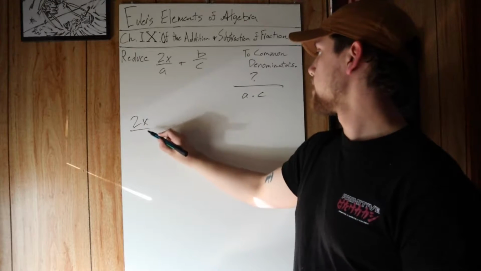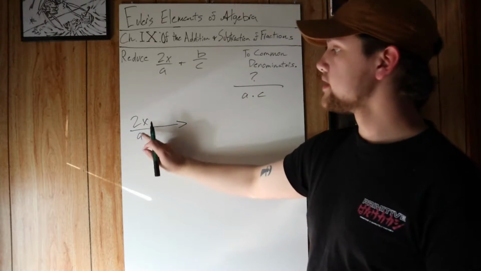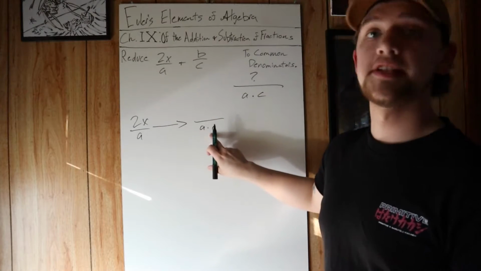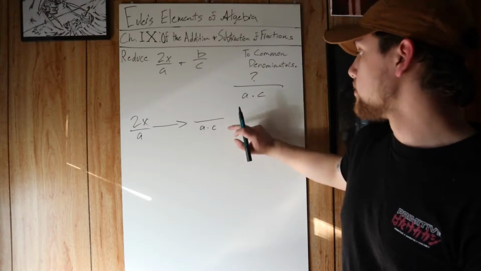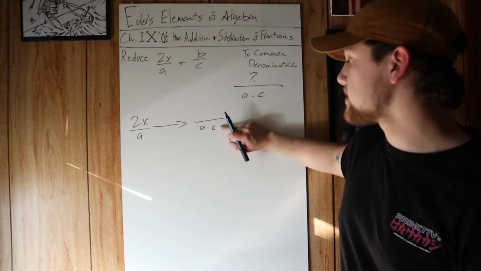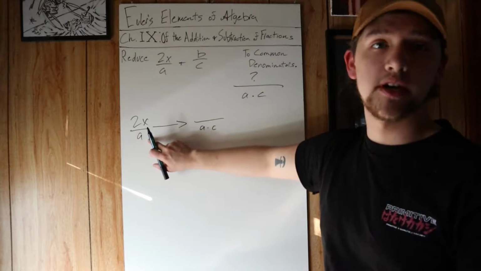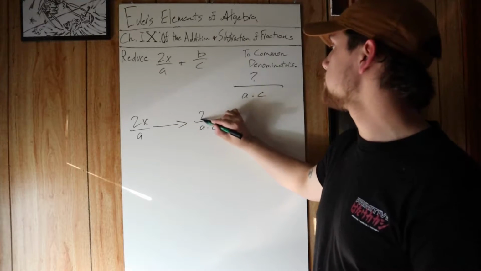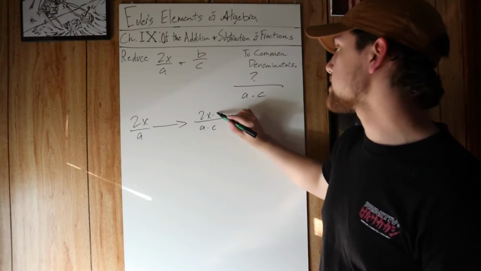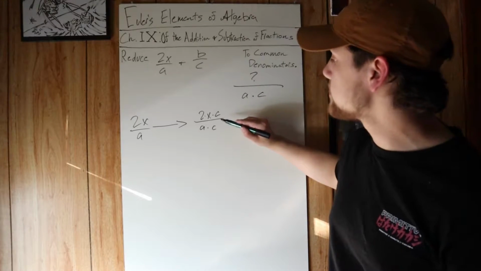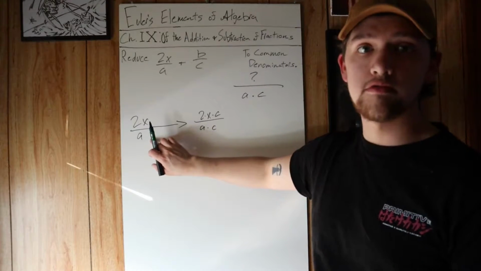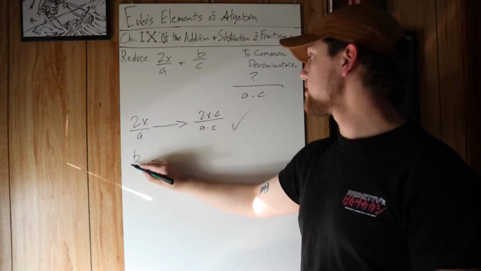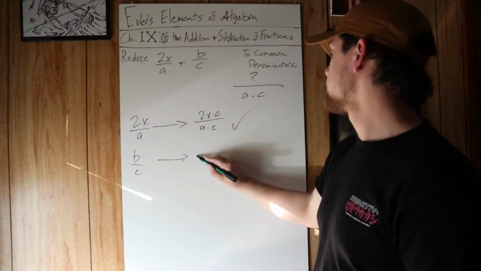So how do we get from 2x over a to a denominator with a times c? Well, clearly we have to cancel out a c to be able to revert back to our 2x over a quantity. So all we have to do is multiply 2 times x by c, and as you'll notice, if those are canceled out, we'll revert back to our original. So that's done.